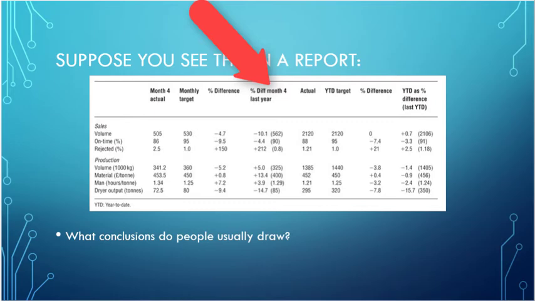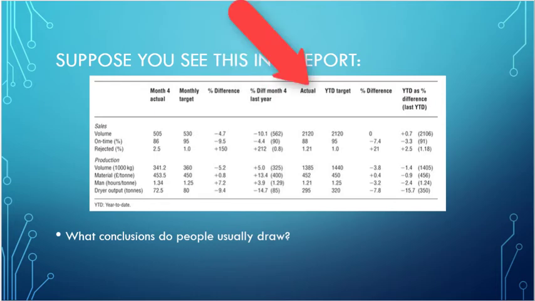So this column compares this year, month 4, to last year's month 4. And that makes it look even worse. Our volume is way down from month 4 of last year. Our on time was down from last year. Our percent rejected is way up from last year. Our production is bad. Everything looks bad from month 4 of last year too.